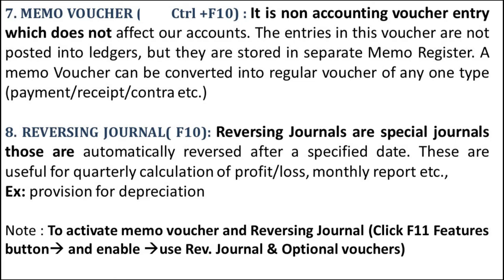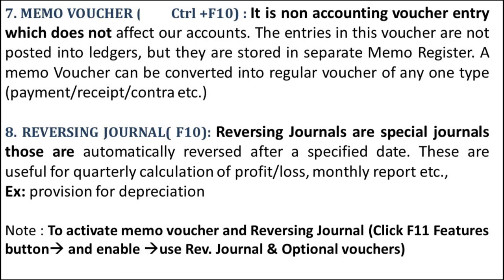Maybe for example, depreciation. At the year end, they have to take the depreciation. But to know the profit and loss properly, maybe in the month end or the quarter end, they have to take some adjustment entries. For that purpose, they can go for reverse journal. Even you can take journal, but the advantage of reverse journal is that you can specify one date, and after that date, those entries will be reversed. Okay, that's the advantage of reverse journal compared to journal.